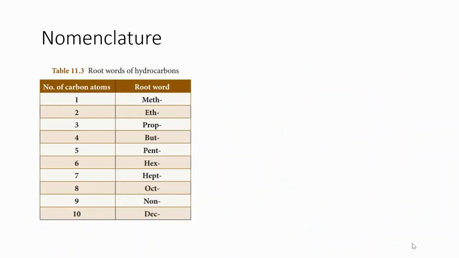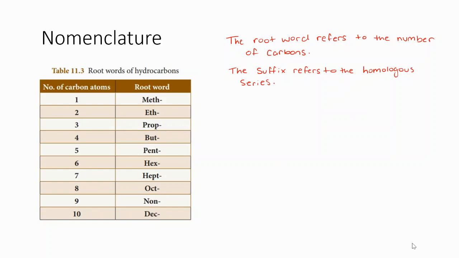Finally, the nomenclature for hydrocarbons involves 2 components: the root word, which refers to the number of carbons, and the suffix, which refers to the homologous series or the family. And I've got a table here that shows the root word and the number of carbons it correlates to. So 1 for meth, 2 for eth, 3 for prop, 4 for but, etc. So a couple of examples of naming. So nomenclature means the way that we name something.